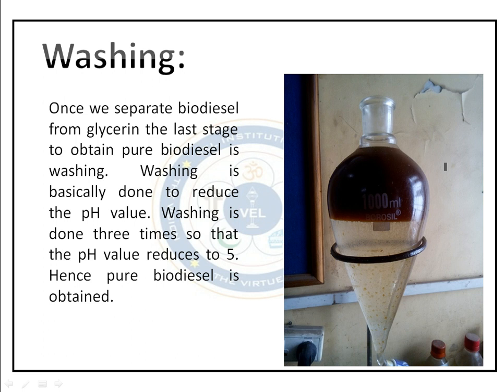Next, washing. Once we separate biodiesel from glycerin, the last stage to obtain pure biodiesel is washing. Washing is basically done to reduce the pH value. Washing is done 3 times so that the pH value is reduced to 5. Hence, pure biodiesel is obtained.